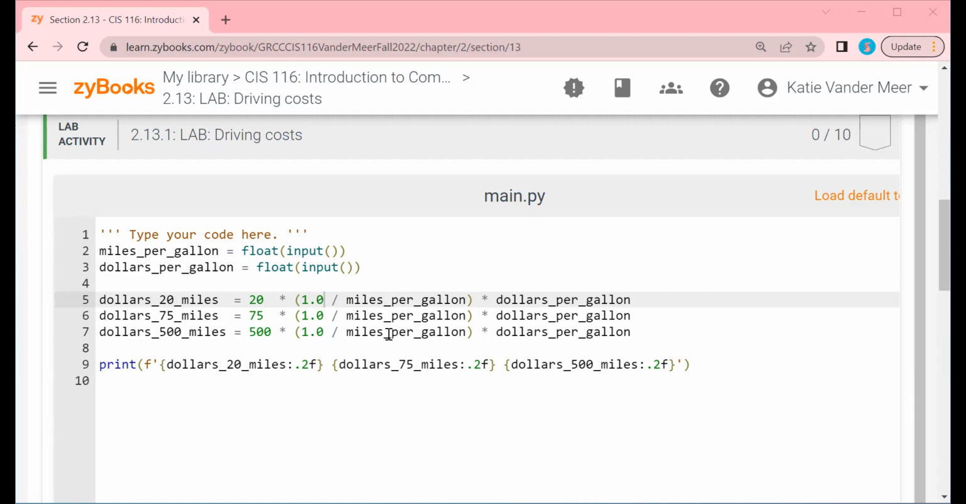So now we say 20 times 0.05 times 3.1599, and that gives us the right answer.